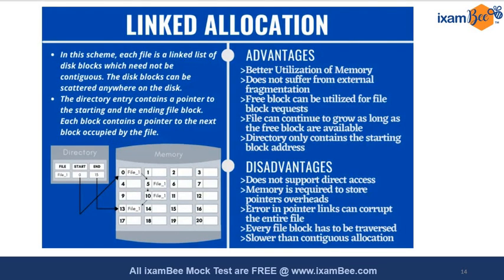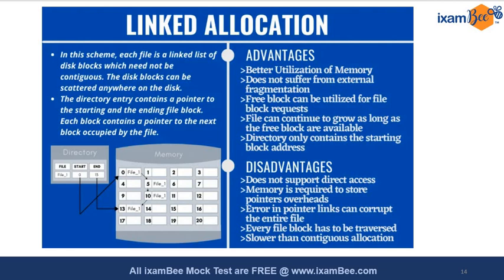Now coming to linked allocation. What is linked allocation? Here you can see that each file is a linked list of disk blocks. The memory will be the same, and the blocks and numbering will still be the same, but here the allocation of the blocks will not be contiguous anymore, and they are scattered anywhere on the disk. Whenever we get any space that is useful for us, we will just utilize it.